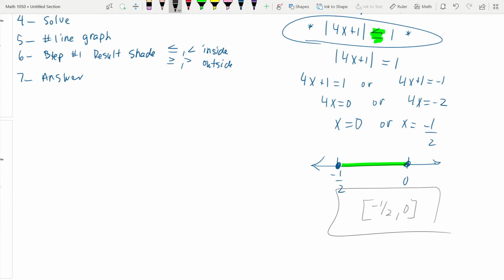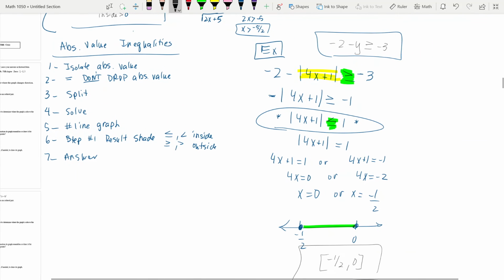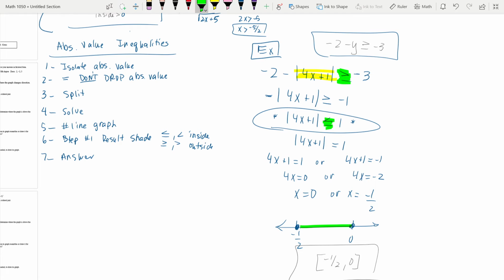That's interval form. If you had to write it in set builder notation, you would go brace x such that in between -1/2 and 0, you go -1/2 is less than or equal to x is less than or equal to 0, and that's it. Okay? Again, I know you can do the math. It's memorizing these steps. So you have to get those memorized, period.